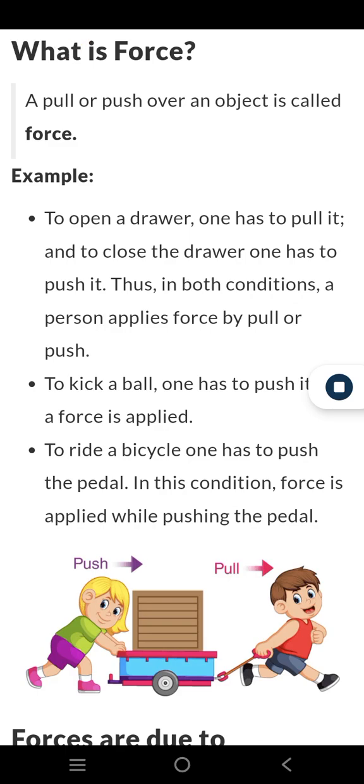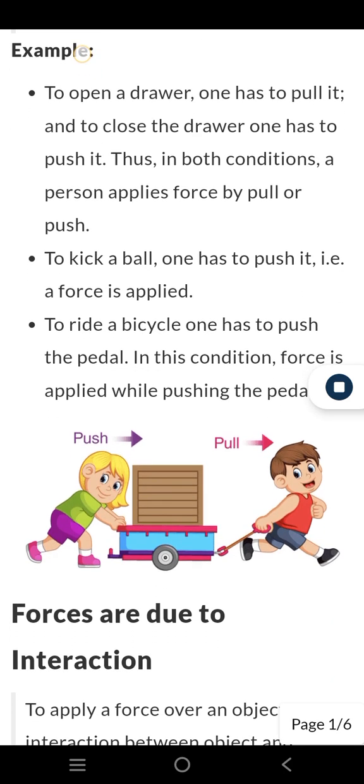What is force? A pull or push over an object is called force. Example: to open a drawer, one has to pull it, and to close the drawer, one has to push it. Thus, in both conditions, a person applies force by pull or push. To kick a ball, one has to push it, i.e., force is applied.